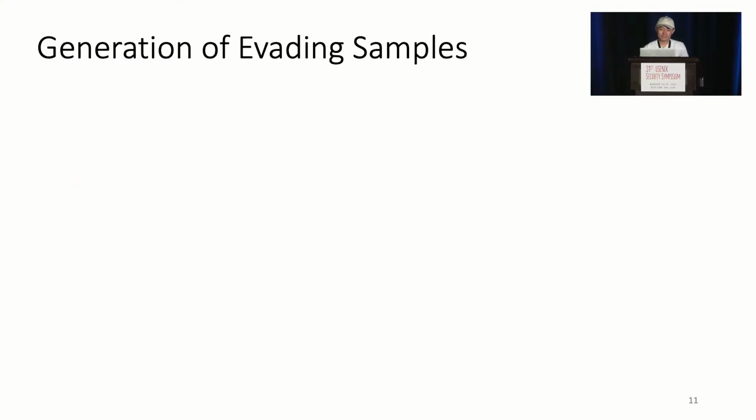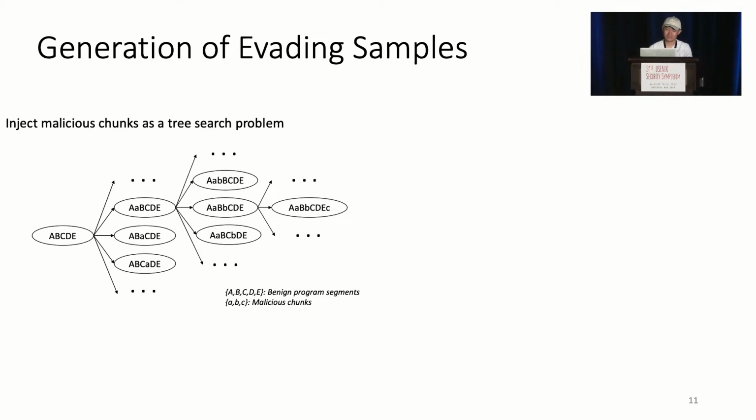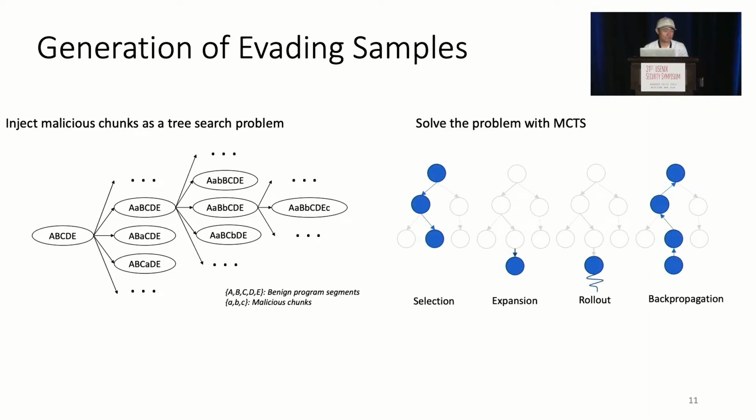Now that we have the malicious chunks and their candidate injection locations, we will generate the evading samples. We formalize this problem as a tree search problem. Here is an example. The capital letters represent the benign program segments, and the lowercase letters represent the malicious chunks. The goal is to inject the lowercase letters in between the capital letters. And the objective of the search problem is to find the leaf nodes that give us the highest confidence score. This problem can be solved with Monte Carlo tree search-based optimization.